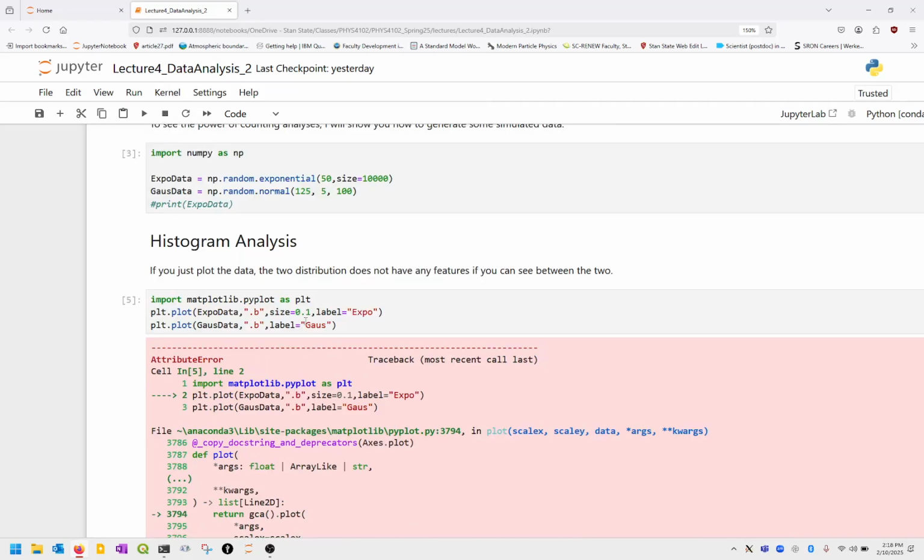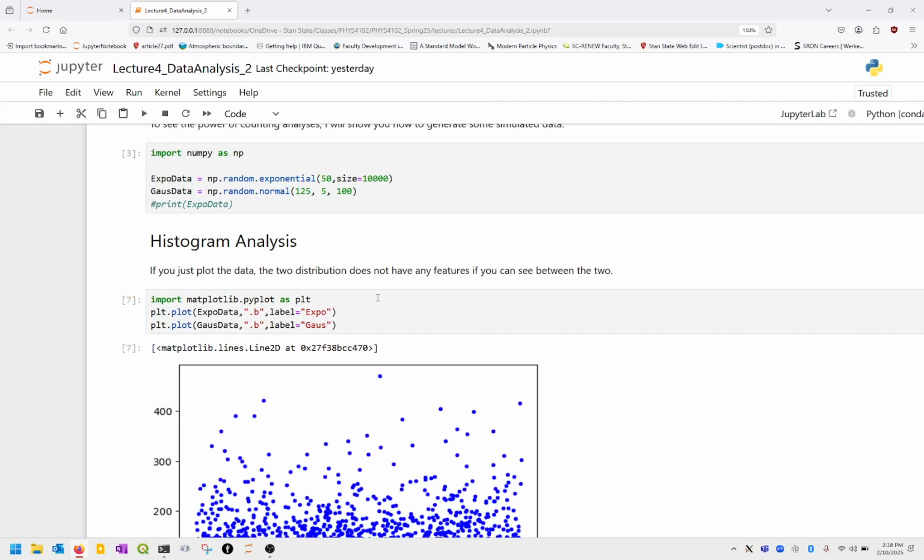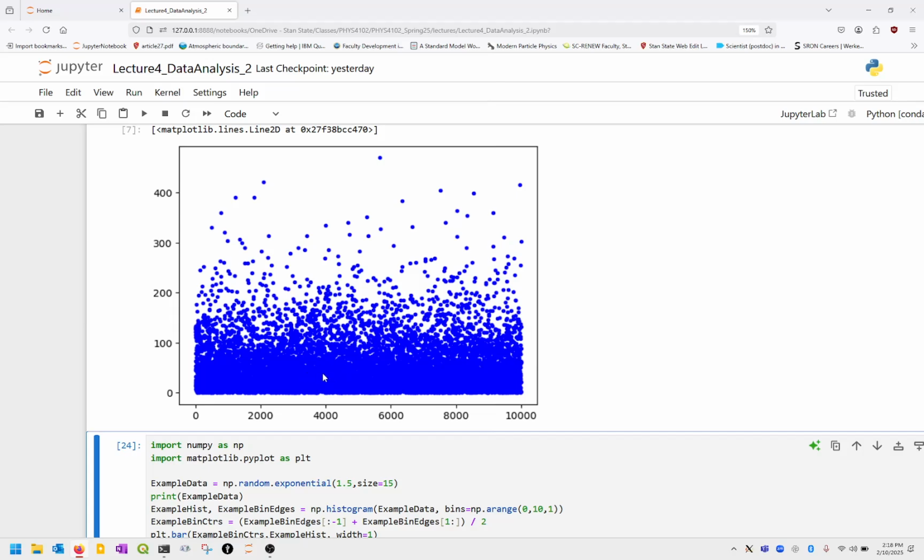But think about why there are so many more dots on the bottom of that curve versus the top, right? Look at this. I'm plotting the exponential data mostly, okay? This is the important connection. Why can I connect that to the exponential? Why are there so many small numbers coming out, okay?